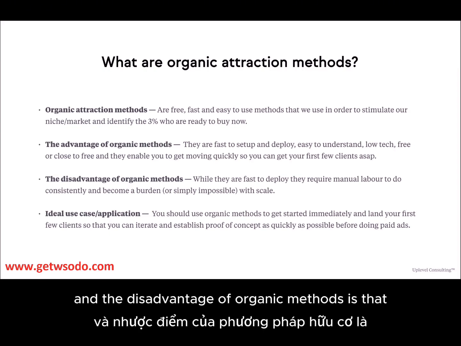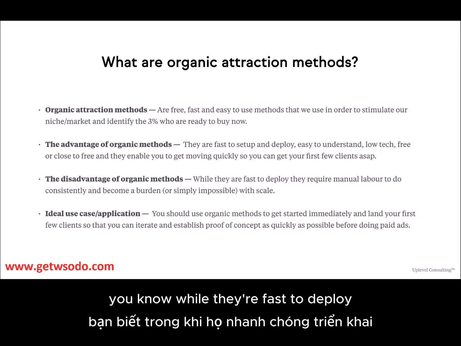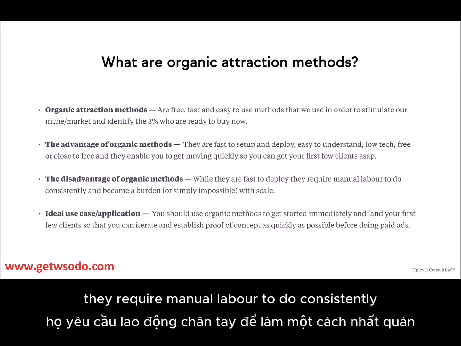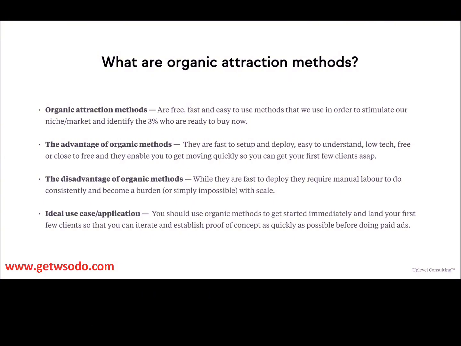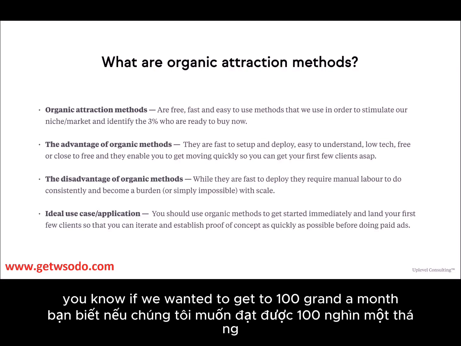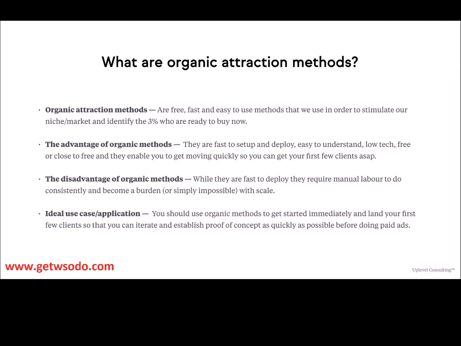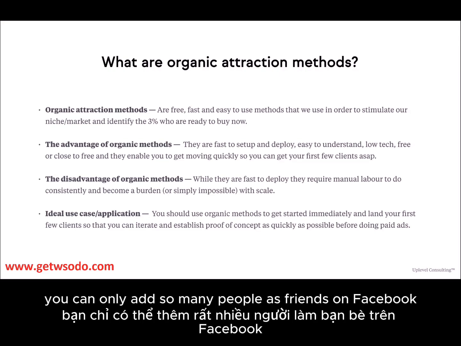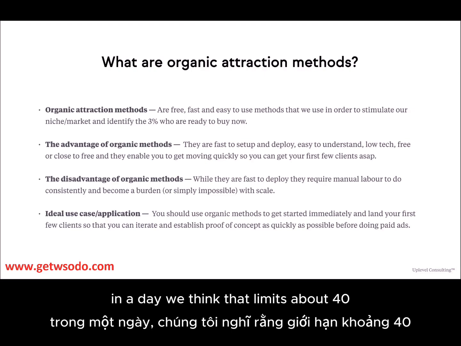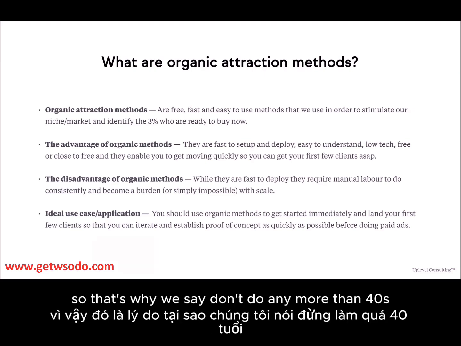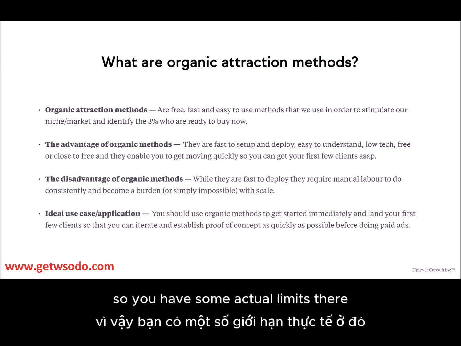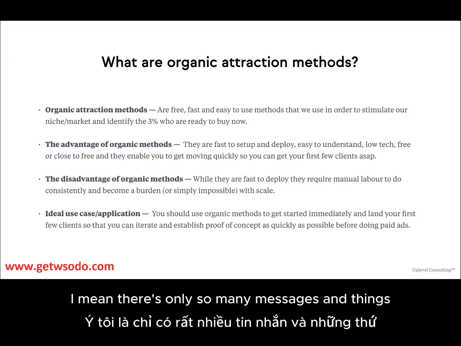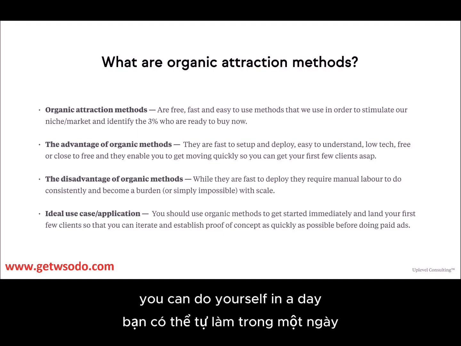The disadvantage of organic methods is that, while they're fast to deploy, they require manual labor to do consistently, and they become a burden or simply impossible to do at scale. What I mean is, if we wanted to get to 100 grand a month using just organic, we might reach some limits. For example, you can only add so many people as friends on Facebook in a day. We think that limit's about 40, so we say don't do any more than 40. With LinkedIn, it seems to be 20 to 30. So you have some actual limits there. And even if you didn't, there's only so many messages you can send yourself in a day.